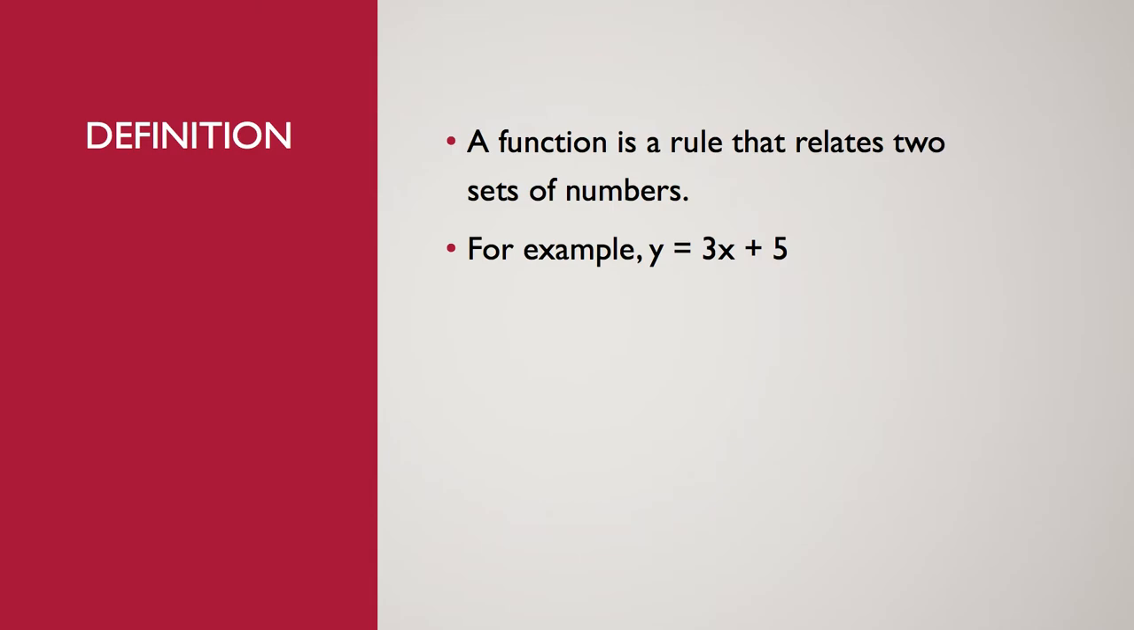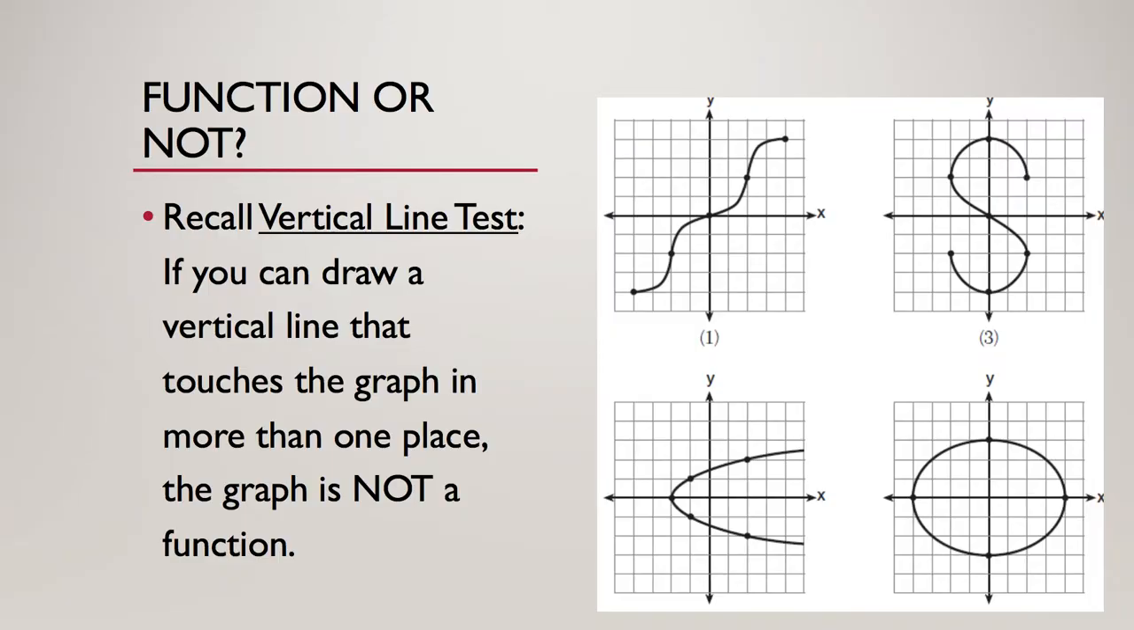Another thing that we talked about with functions was how to tell if something was a function or whether it was not a function. And one way that we did that was by using the vertical line test. All right, so I just want to review that with you really quickly. Remember that in your vertical line test, you are drawing a vertical line through your function, and if that line touches the graph in more than one place, then the graph is not a function.